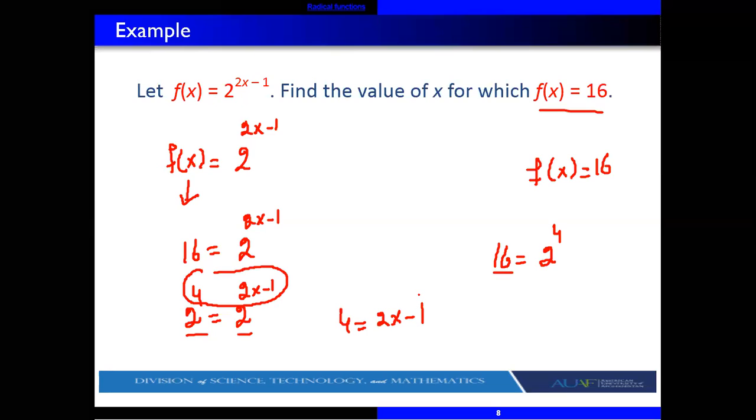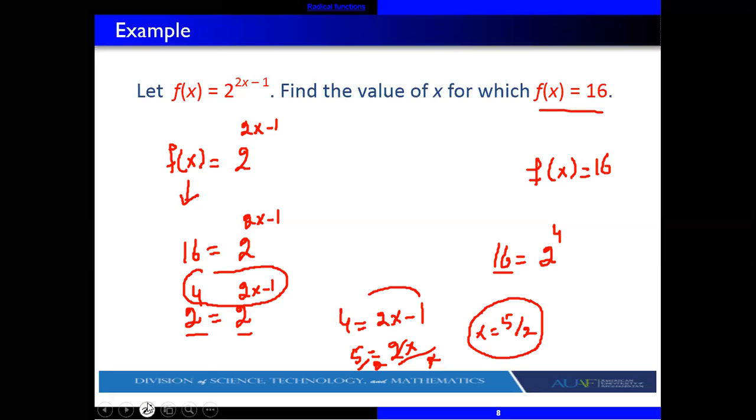These are powers. So transfer 1 to the other side: 4 plus 1 equal to 5, and we have 2x. If you divide both sides by 2, 5 divided by 2 and 2x divided by 2, the result is x is equal to 5 divided by 2, the value of x.